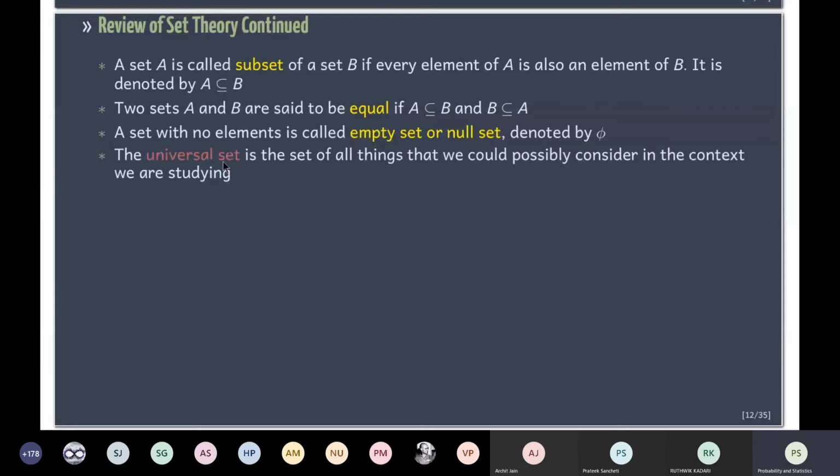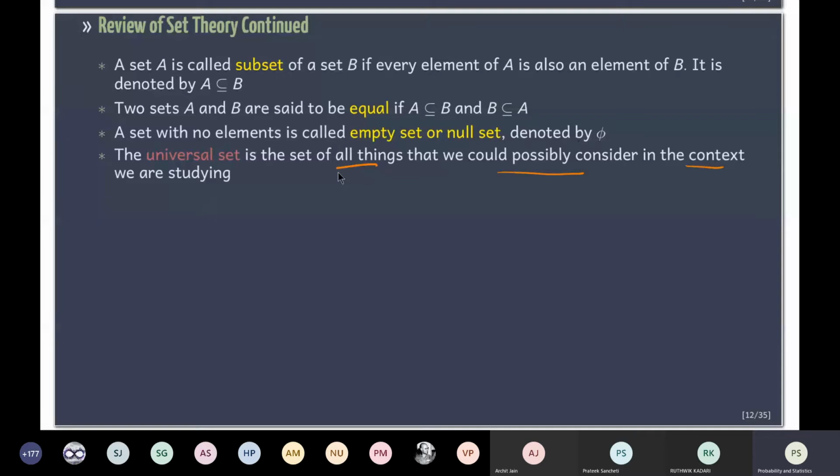And there is something called the universal set. The universal set is the set that contains all that we want to consider in the context that we are studying.